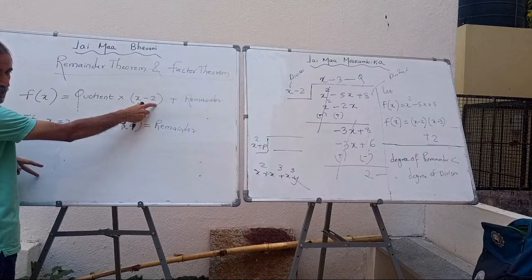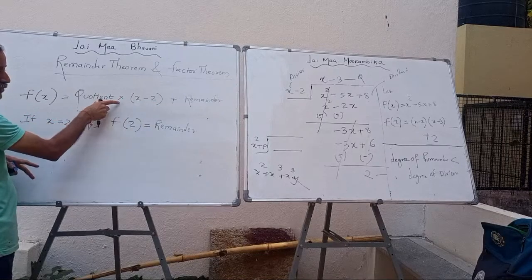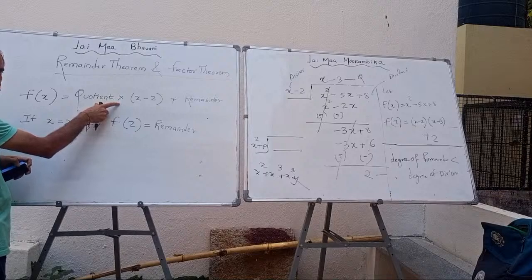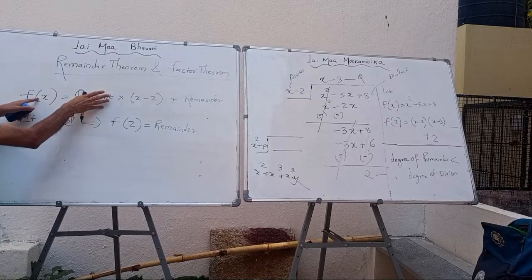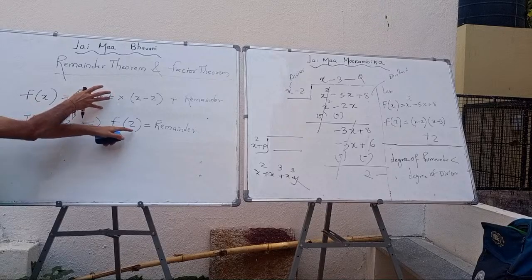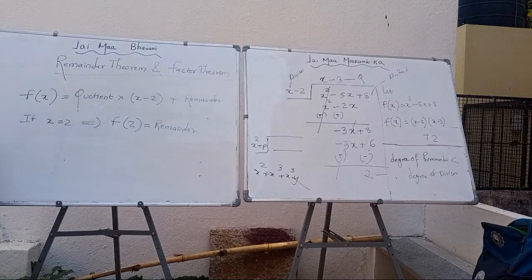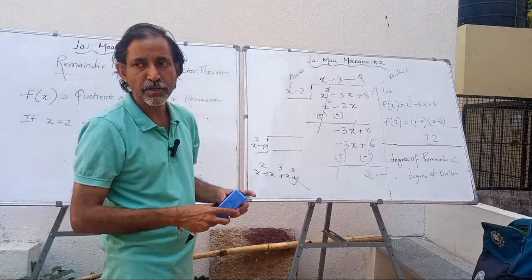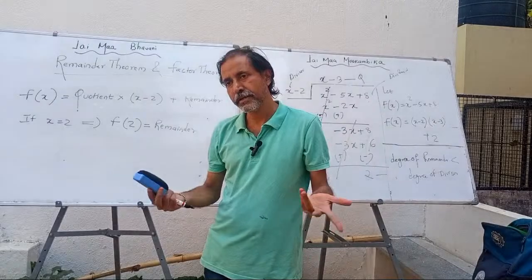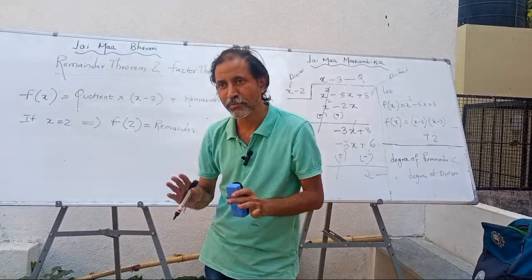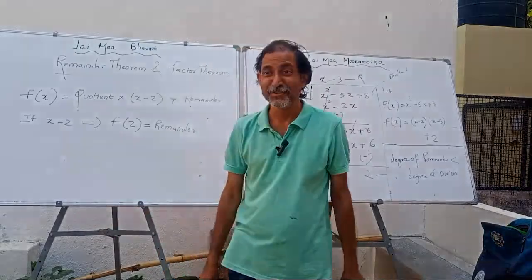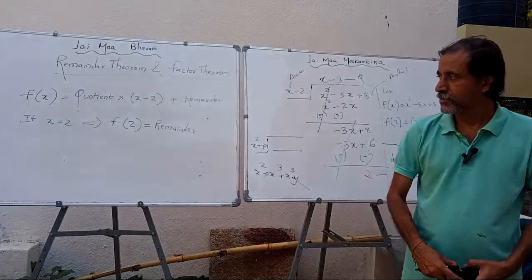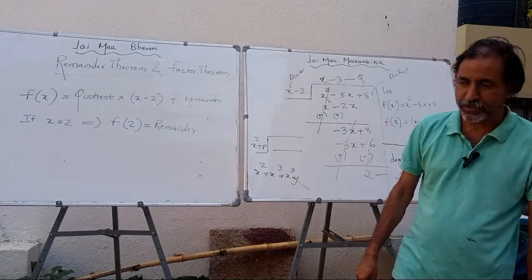Then what will this become? Yes, 0 into quotient, 0 into any number, so this entire thing is 0. So f of 2, because I put x is equal to 2, f of 2 is equal to 0 plus remainder, which is equal to remainder. That is the remainder theorem. You understood, right? So can you write this and then write the remainder theorem, page number.